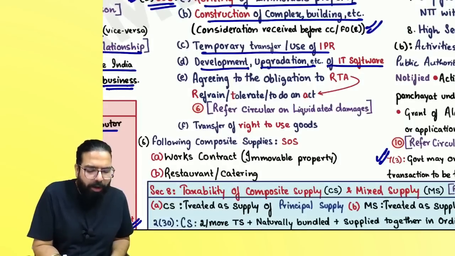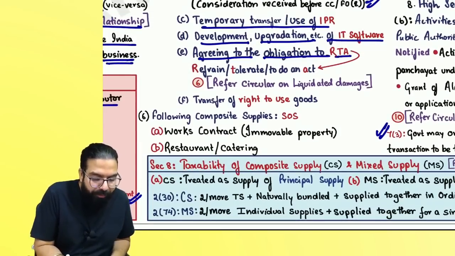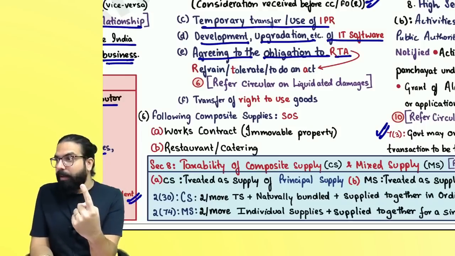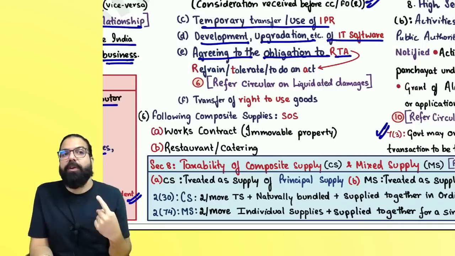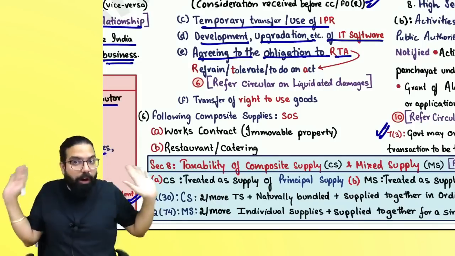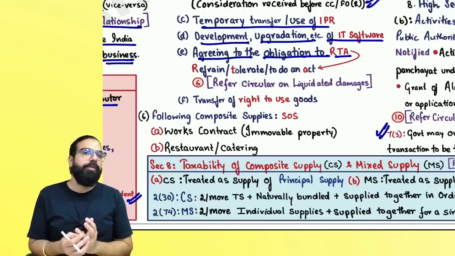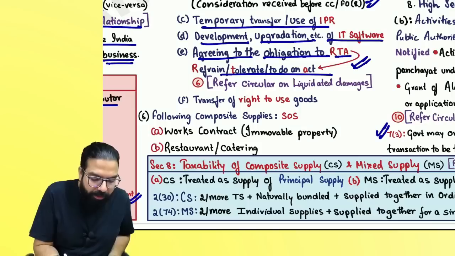Development and upgradation of IT software is always a supply of service. Agreeing to the obligation to refrain, tolerate, or to do an act: if I agree to the obligation, and then there should be a consideration. If I agree to do an act for you, agree to refrain that I will not do this, or agree to the obligation to tolerate an act or situation, always remember one thing: to refrain, tolerate, or to do an act is always a supply of service.